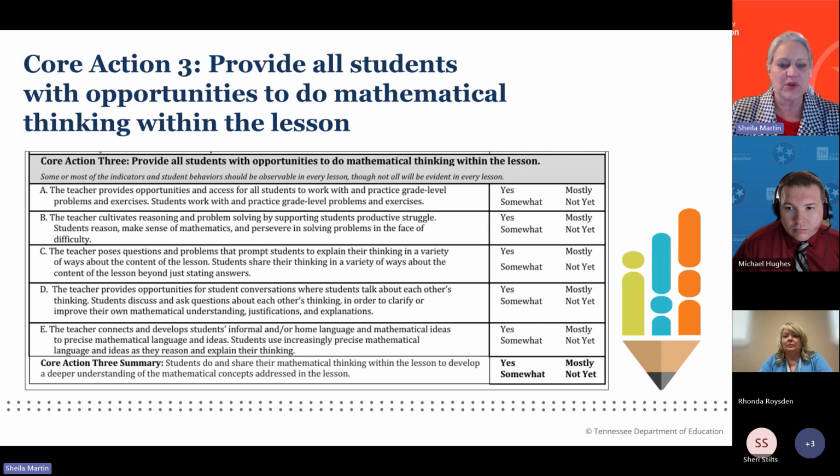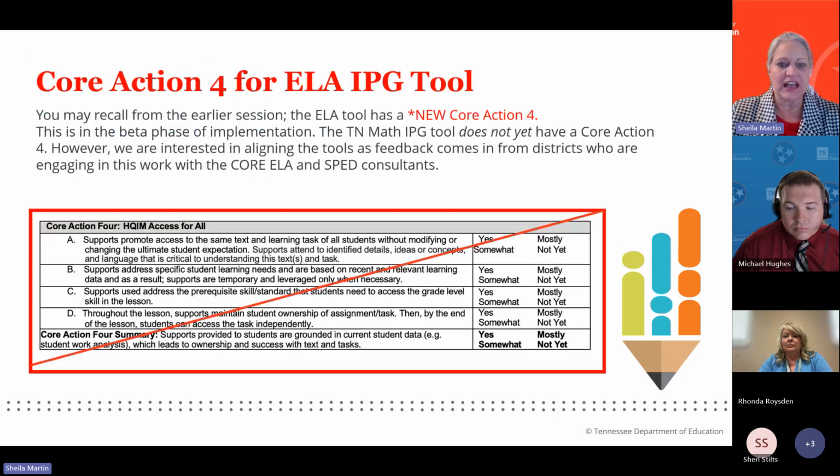And then just going back to the ELA IPG tool, you may recall from an earlier session that ELA has added the new Core Action 4. This is in the beta phase of implementation, and the Tennessee Math IPG tool does not yet have a Core Action 4. However, we are interested in aligning the tools as feedback comes from districts who are engaging in this work with the core ELA and SPED consultants in the Access for All. So just know, I know a lot of districts are already marrying those two because we want all students to have access, but it's not part of the Math IPG as of yet.